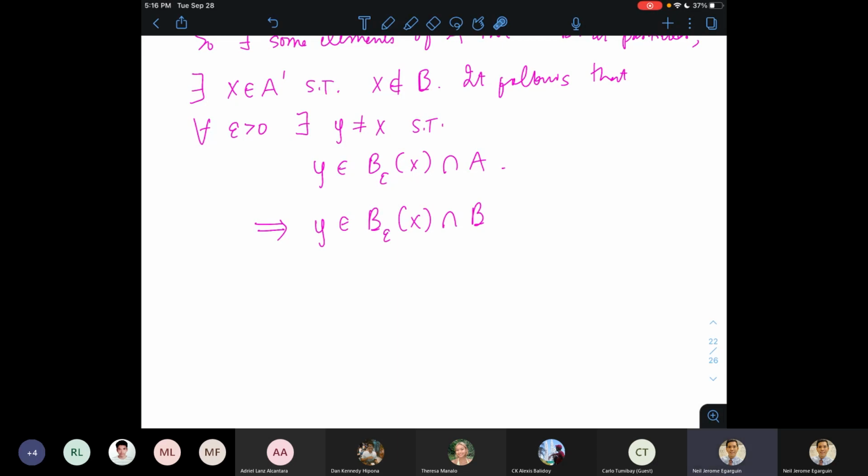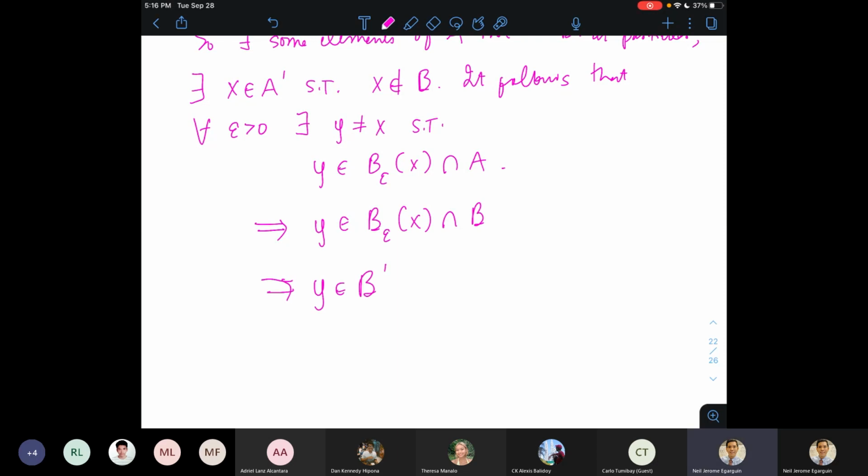Okay, so tingnan natin. So si y daw ay element ng intersection ng epsilon neighborhood at saka ni B. So ibig sabihin, kapag nakakita ka ng element ng epsilon neighborhood na different from the center, that also belongs to a set, ibig sabihin, that makes this center a limit point of the set. Tama? So here I can conclude that y is actually a limit point of B.